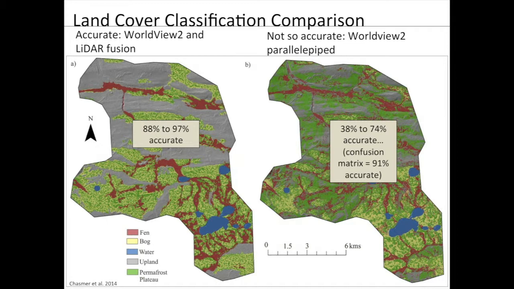So if you're a hydrologist and you don't know much about remote sensing, and you say, oh, I did a land cover classification and wow, my confusion matrix says it's 91% accurate, that's fantastic, let's go and run all these hydrological models. It is not necessarily representing reality.